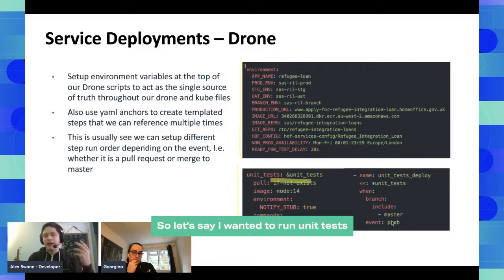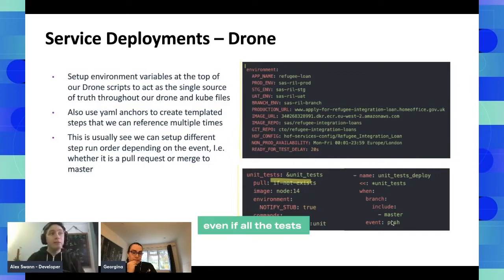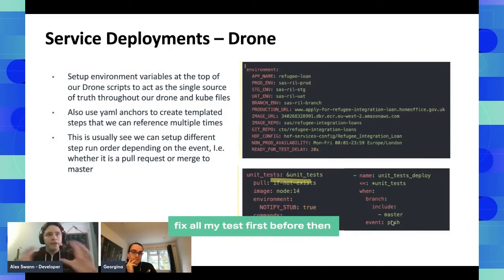So let's say I wanted to run unit tests after I deploy to our branch environment, because at that moment, my priority is getting a new piece of work into our test environment to have a look around and play with it, even if all the tests might not be passing yet. So I don't want to always, if I have to keep changing things, fix all my tests first before checking it in a test environment.